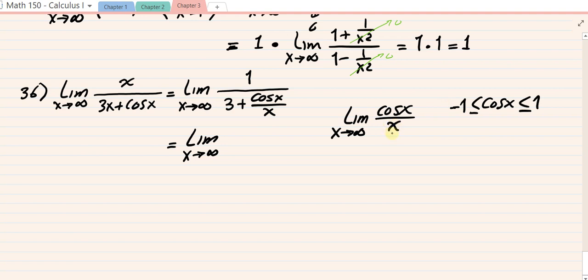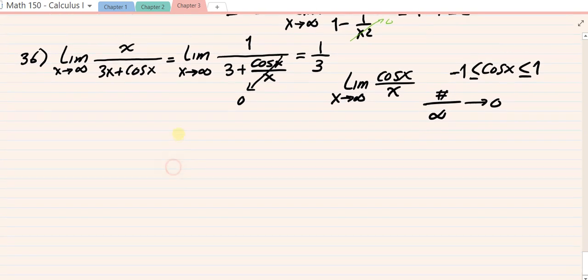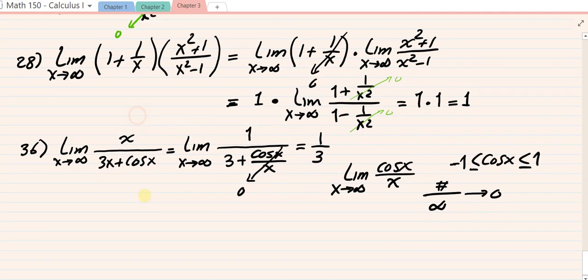Positive, negative doesn't matter because we're dividing by x as x gets very large, so you have a number divided by, let's say, infinity. So that value is going to approach 0, whether it's positive or negative, it's going to approach 0. And this limit is going to be 1/3, because now that approaches 0. And there is the answer to number 36.